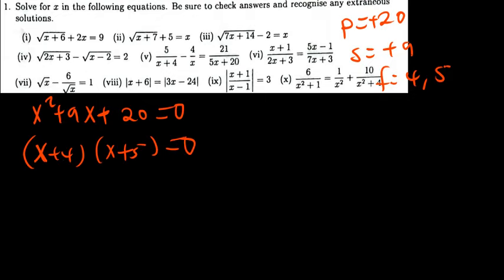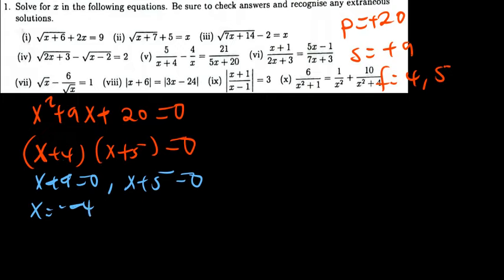So that would mean to say x plus 4 is equal to 0, x plus 5 is equal to 0. So x will be equal to negative 4, and x will be equal to negative 5.